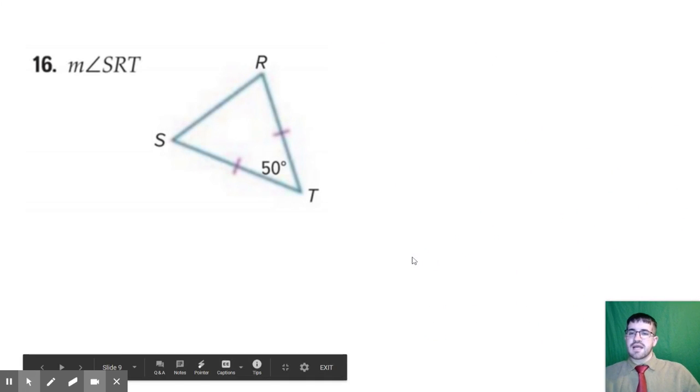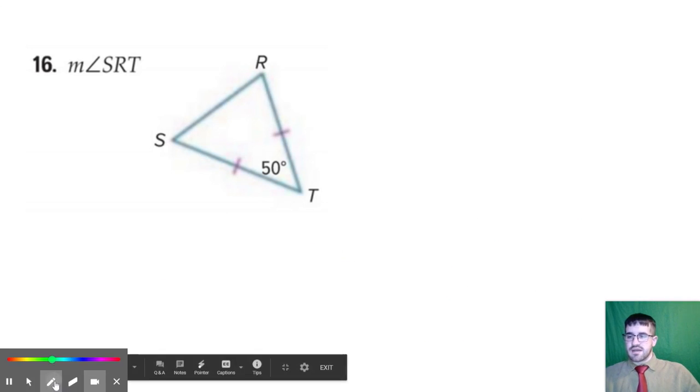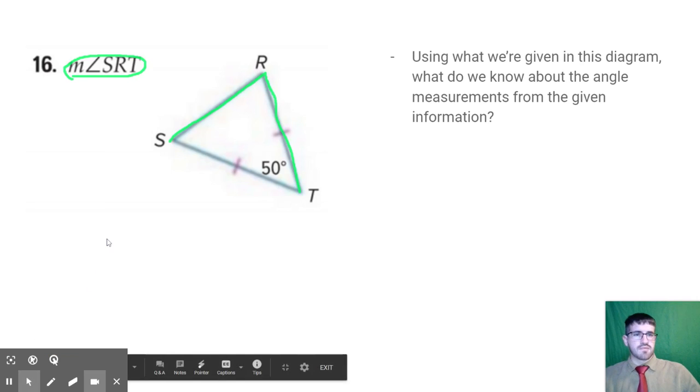Problem 16 wants us to find the measure of angle SRT, given that we have segment ST and RT congruent and the measure of angle T is 50 degrees. So we're trying to find the measure of this angle right here in green. This is going to work a lot like the previous problem. So what do we know about these angle measurements?